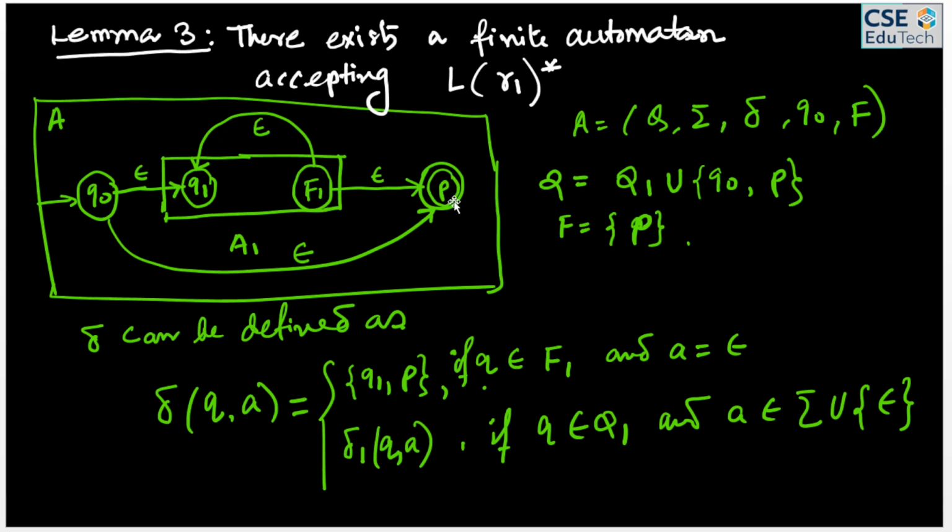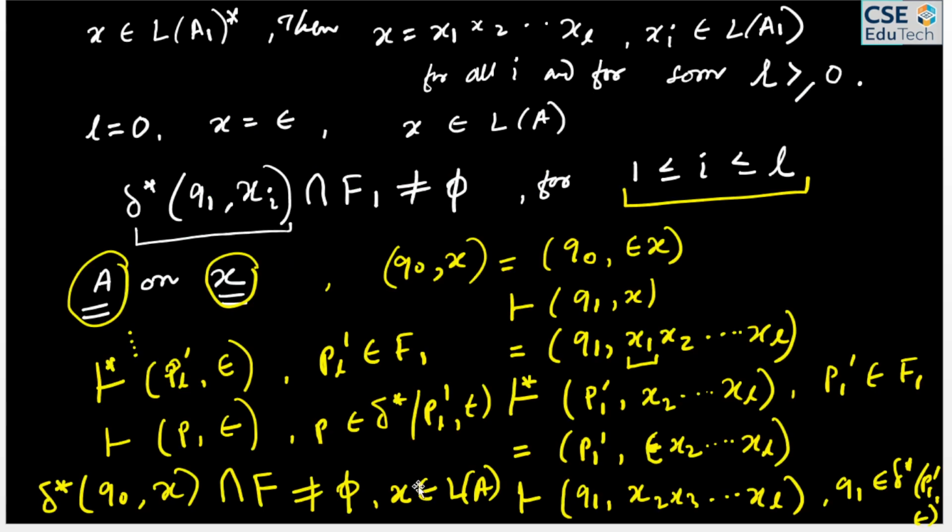And if the string is epsilon, that means a string of length 0, it is accepted. At that time, from q naught through an epsilon move, you go to state p. Obviously epsilon will be accepted by this automaton. So finally we conclude that the language accepted by this automaton A is basically the language accepted by the automaton A1 star. Thank you.